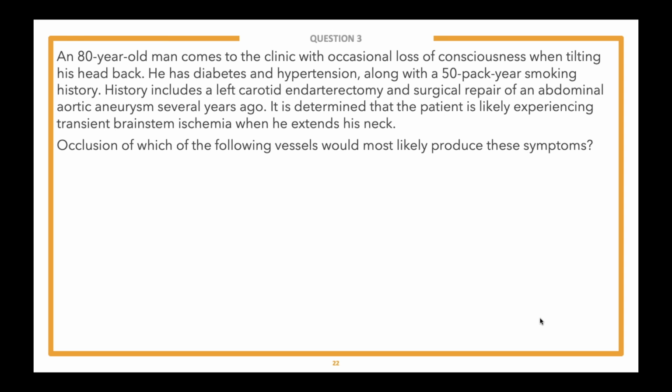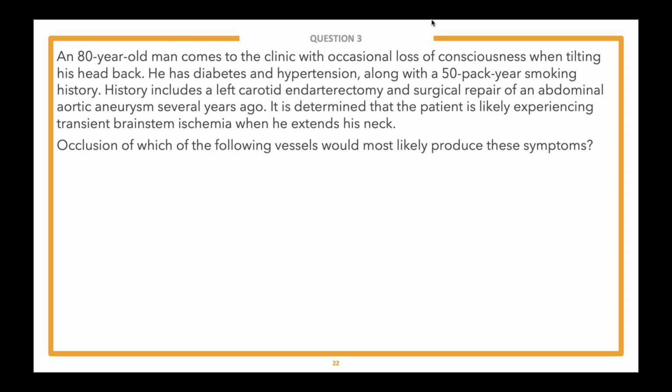All right, I see the responses coming in. Let's go ahead and read that vignette. An 80-year-old man comes to the clinic with occasional loss of consciousness when tilting his head back. He has diabetes and hypertension, along with a 50-pack-year smoking history. History includes a left carotid endarterectomy and surgical repair of an abdominal aortic aneurysm several years ago.